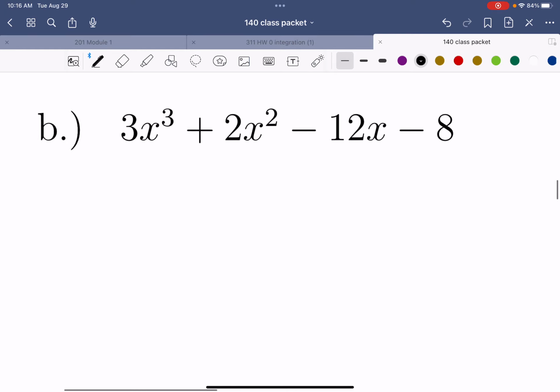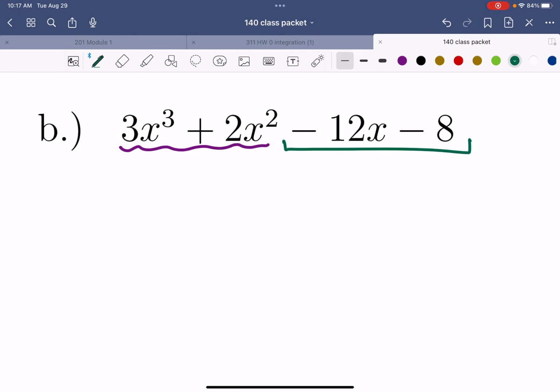Let's see it one more time. Again, I'm going to stick with the order that they're in and go with these two together and these two together. So for my first two, the 2 and the 3 don't have any common factors, but both terms have an x squared. So I'm going to bring the x squared out front. When I take out the x squared, I'll have 3x left, and when I take out the x squared from the second term, it's just a 2 that's left over.